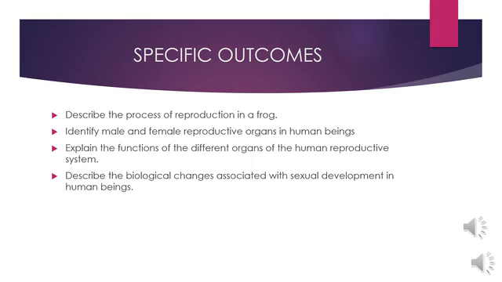At the end of this lesson, you will be able to describe the process of reproduction in a frog, identify male and female reproductive organs in human beings, explain the functions of the different organs of the human reproductive system, and describe the biological changes associated with sexual development in human beings.